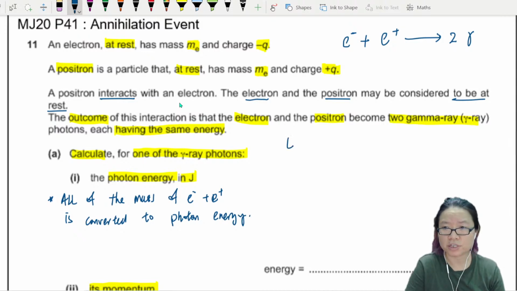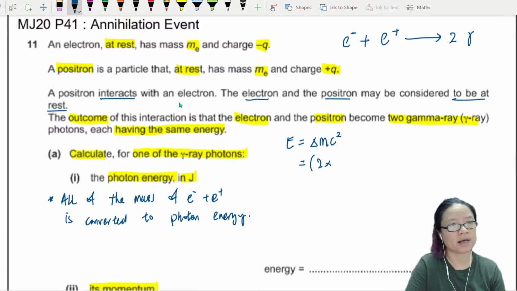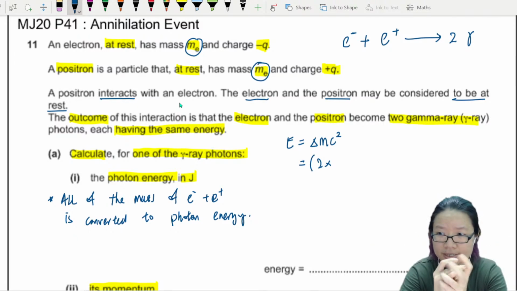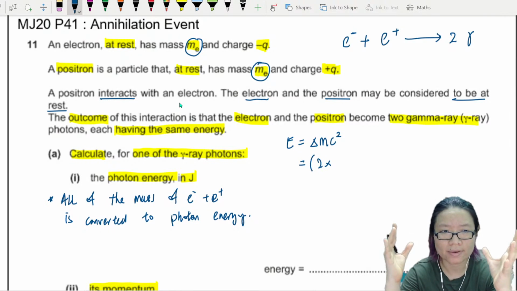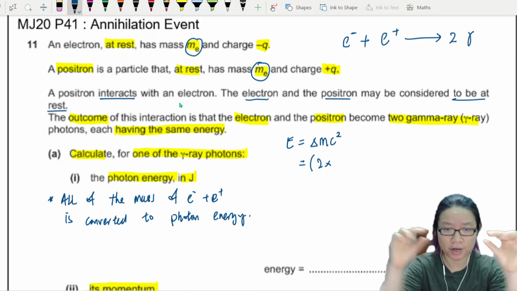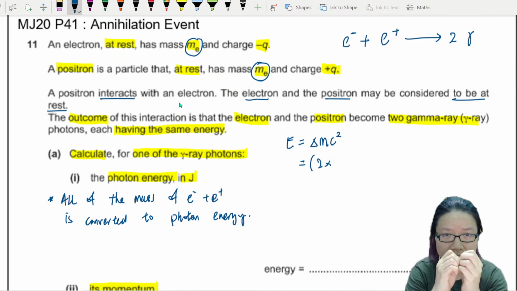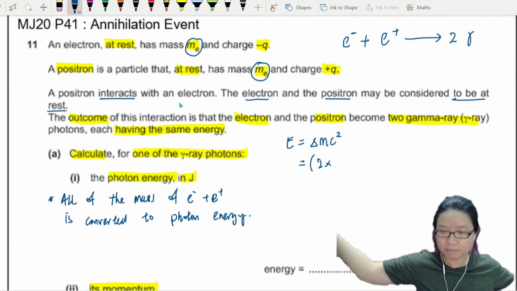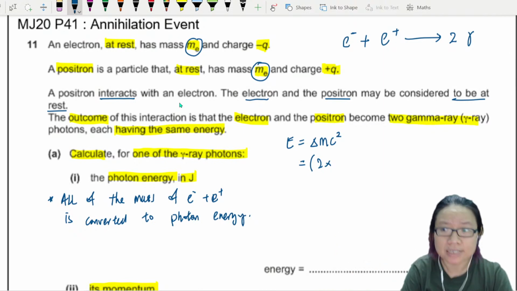So I'm going to use the equation E is equal to delta mc squared, and this will be 2 multiplied by the mass of the electron. During this annihilation process, the gamma just comes out of nowhere. Imagine 2 particles. They meet, then suddenly there's a bright flash of gamma photons traveling in opposite directions at the speed of light. No more. The particle is missing.